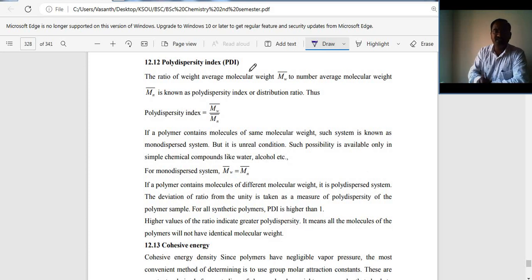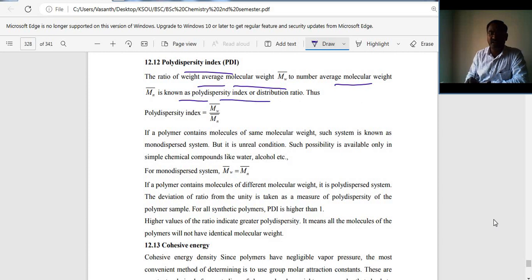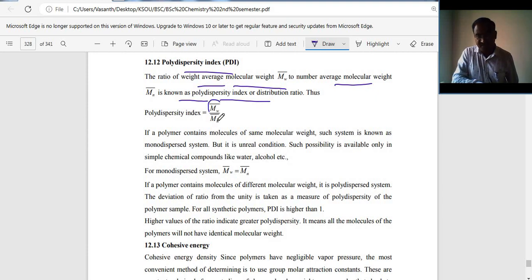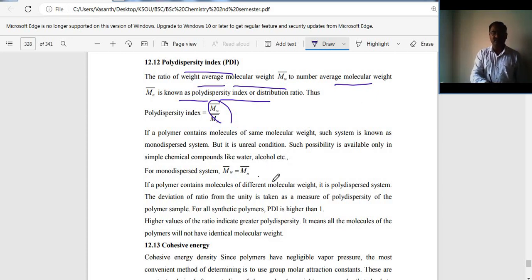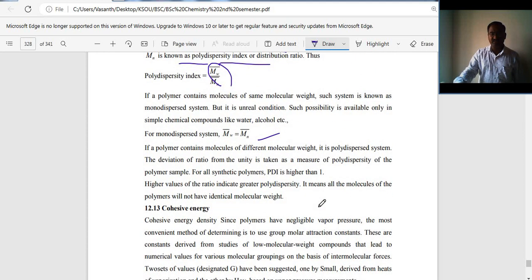In the polydispersity index, the ratio of weight average molecular weight to number average molecular weight is known as the polydispersity index or distribution ratio. The polydispersity index is measured using Mw by Mn. For a monodisperse system, both are equal, so Mw is equal to Mn.